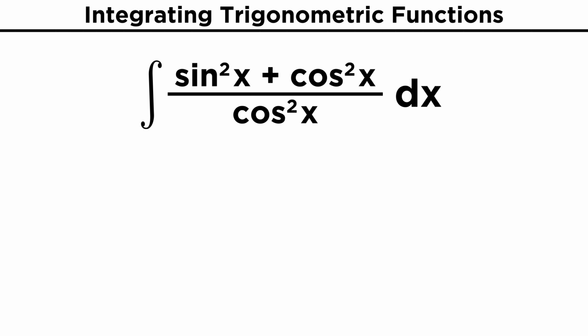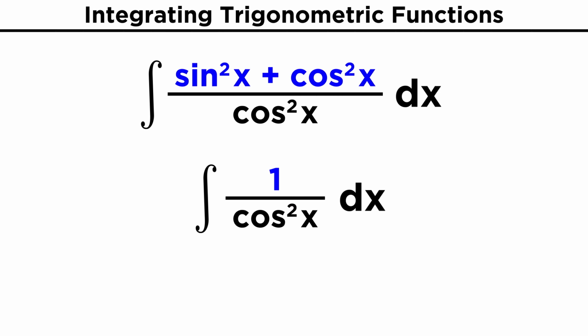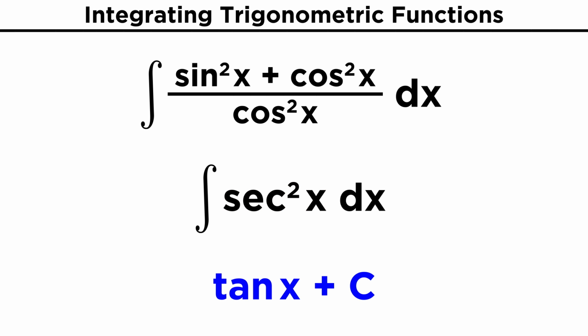Let's do just one more. How about sine squared x plus cosine squared x over cosine squared x? Here, we are going to have to use one of our trig identities to change things around. Well, we know that sine squared plus cosine squared equals 1. So let's make this 1 over cosine squared, which we know is the same as secant squared. The integral of secant squared is tangent, so we get tangent x plus c.